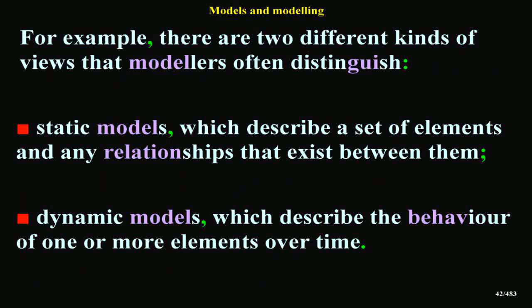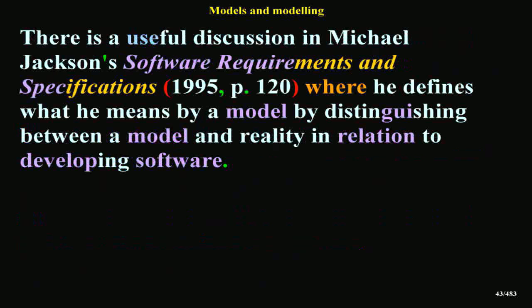Static models, which describe a set of elements and any relationships that exist between them. Dynamic models, which describe the behavior of one or more elements over time. There is a useful discussion in Michael Jackson's Software Requirements and Specifications, 1995, p.